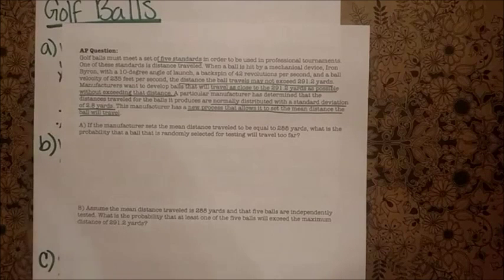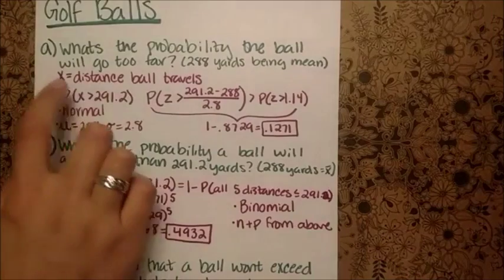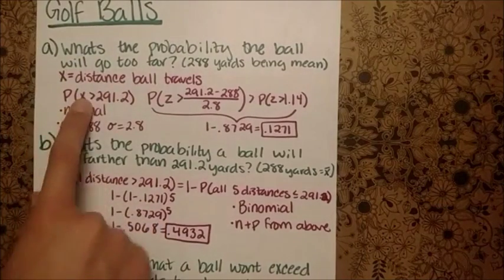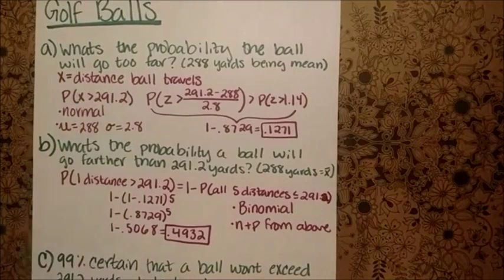And they'll have this new process that they want to use, so you're doing the math for that. The first question was, what's the probability the ball will go too far? And 288 yards is the mean. So x equals the distance the ball travels in my equation. If x is larger than that 291.2 that it isn't supposed to exceed, if it actually does exceed that, that would be your equation.